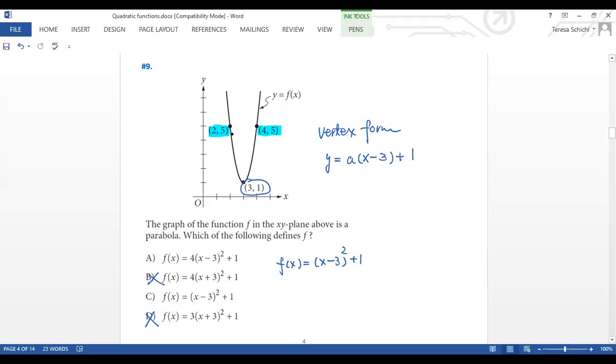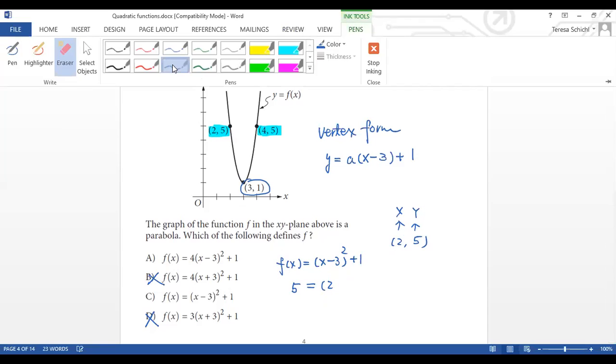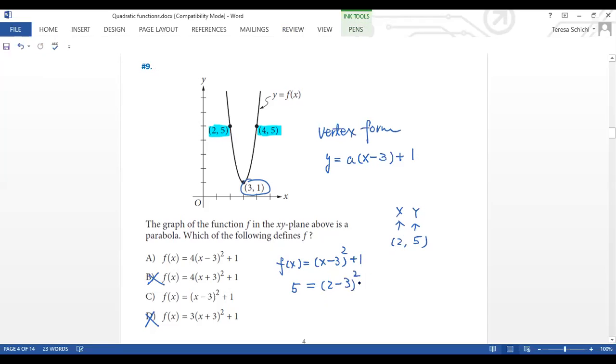Let's see if this one works or not. Let's try the point (2, 5). That means x equals 2 and y equals 5. So you put it in: 5 equals 2 minus 3, squared, plus 1. So this is 2. I know 5 is not equal to 2, so this equation cannot be true. So C cannot be true.